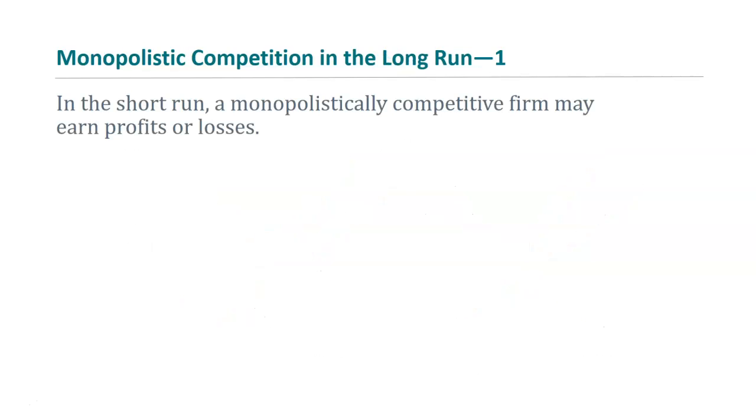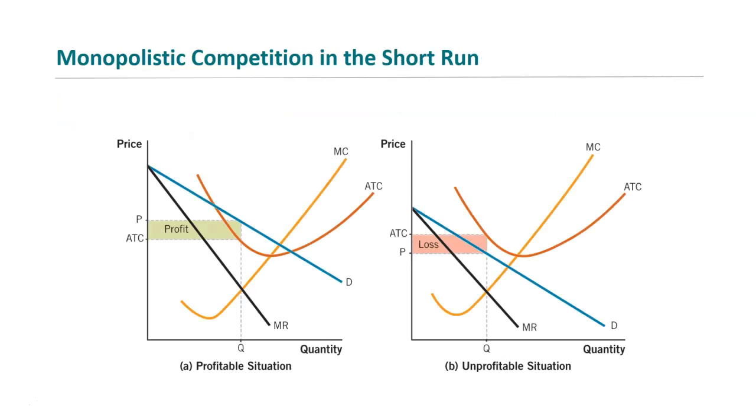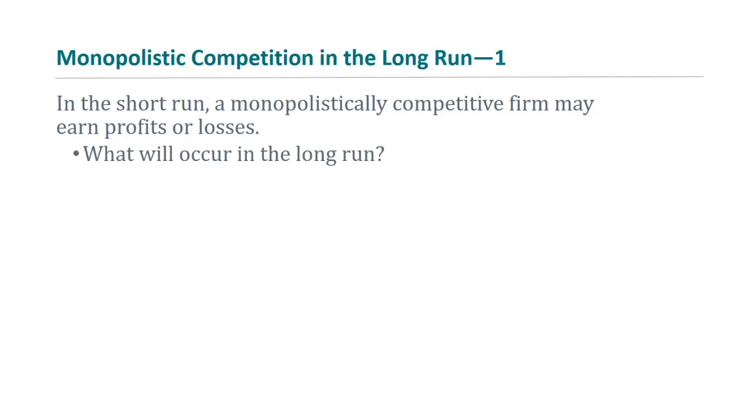In the short run, a monopolistically competitive firm may earn profits or losses, depending on which of these pictures matches what's going on in their market. And it really is just a matter of the demand for your product relative to the cost of producing your product, right? And that would be a characteristic of your firm in your market. What happens in the long run? What's going to happen in the long run to these firms?